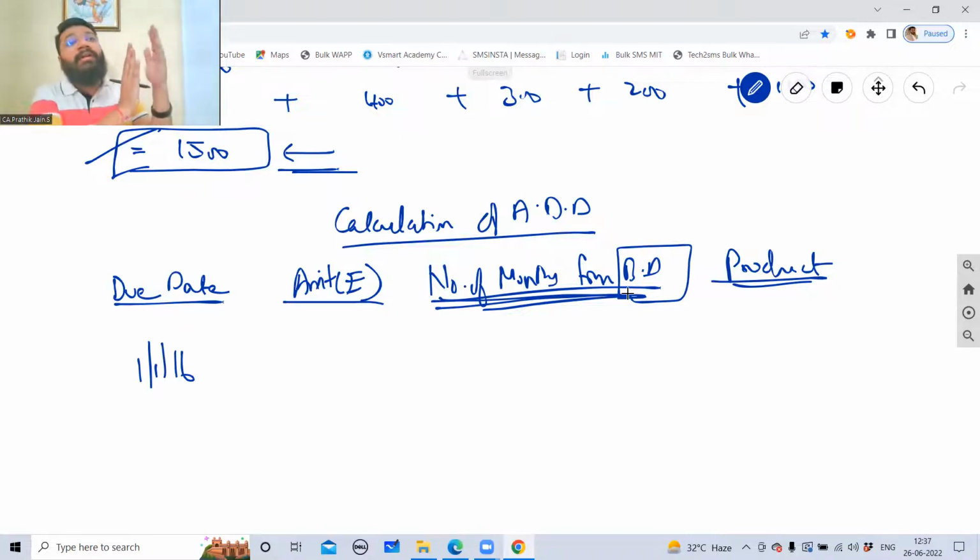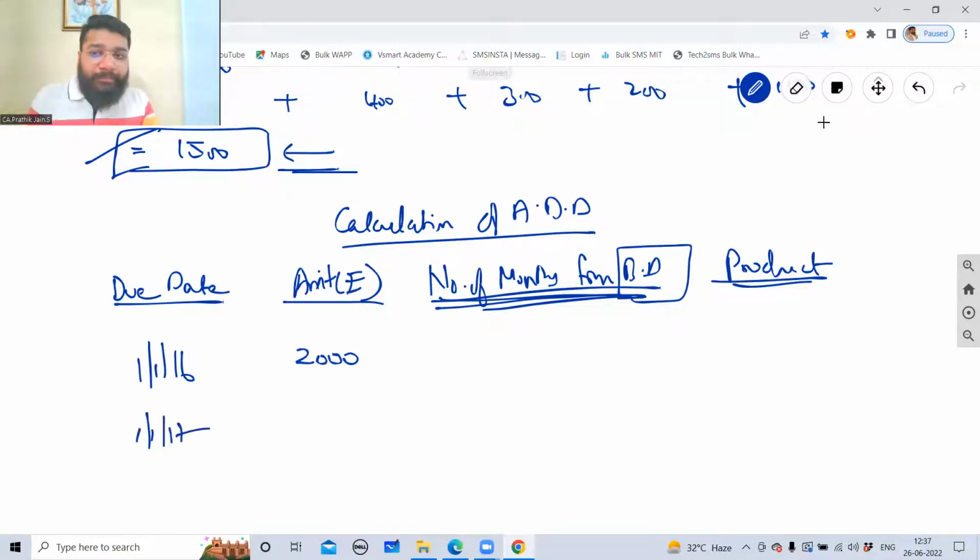In those questions, the transaction starting point did not involve any interest element. But here the interest element is involved, so I have to go from the base date. The base date will be the loan given date. So the first due date is 1/1/2016. Amount of repayment is 2000. The next due date is 1/1/2017.